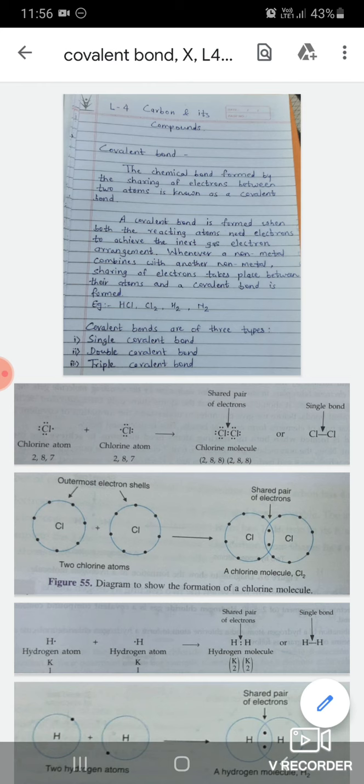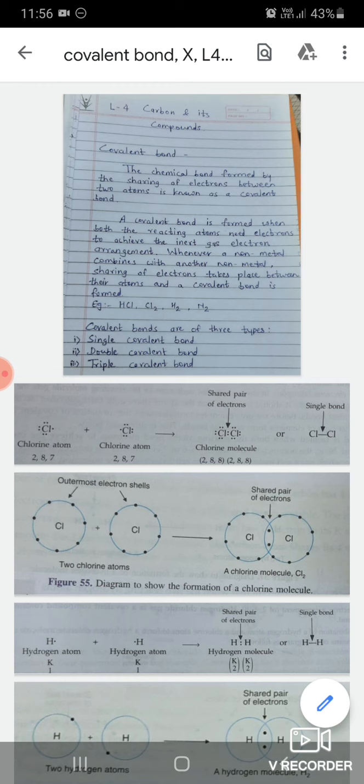So a covalent bond is formed when both the reacting atoms need electrons to achieve the inert gas electron arrangement. See, the cause for the formation of any kind of bond is only to achieve the nearest inert gas electronic configuration. So to achieve that, two non-metals combine by sharing electrons between them. There are three types of covalent bonds: single covalent bond, double covalent bond and triple bond.